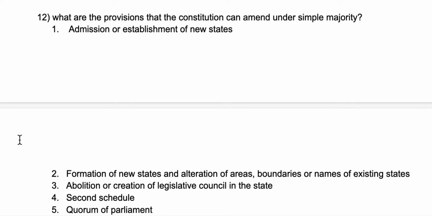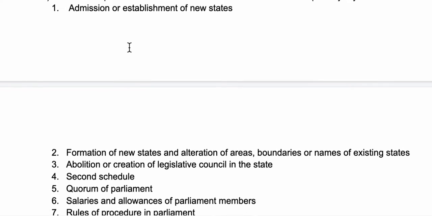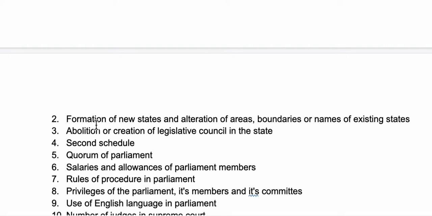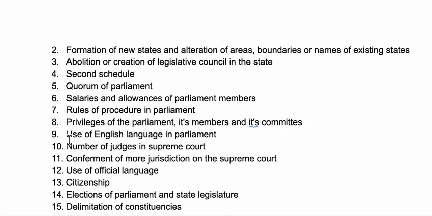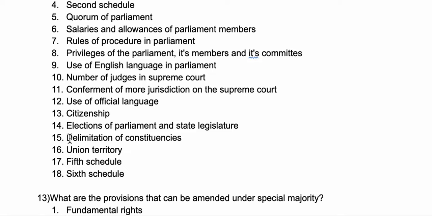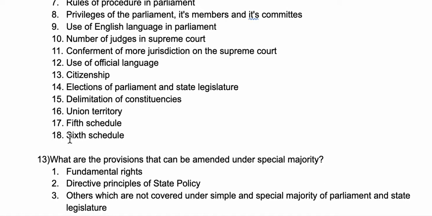The first one is admission or establishment of new states. This is Article 2. The second one is formation of new states and alteration of boundaries, areas or names of existing states. Third is abolition or creation of legislative council in the state. Fourth is second schedule. Fifth is quorum of parliament. Sixth is salaries and allowances of parliament members. Seventh is rules of procedure in parliament. Eighth is privileges of the parliament, its members and its committees. Ninth is use of English language in parliament. 10th is number of judges in Supreme Court. 11th is conferment of more jurisdiction on the Supreme Court.